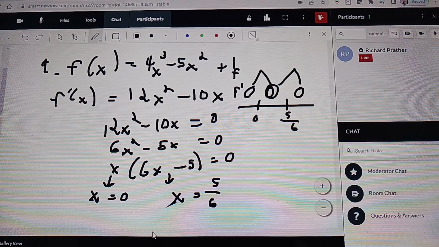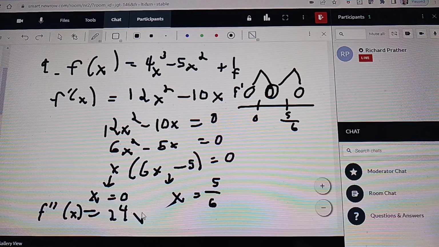And that would not be long or hard to do, but the point of this problem is if you can quickly take the second derivative, which is pretty easy compared to this first derivative, it would be 24x minus 10.